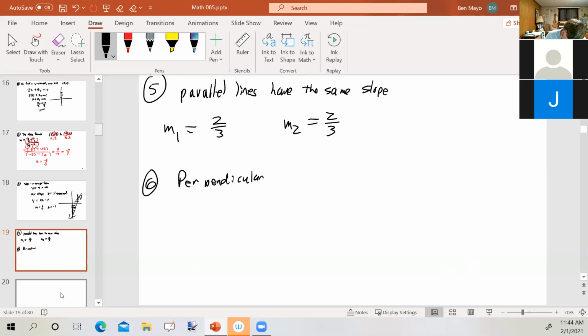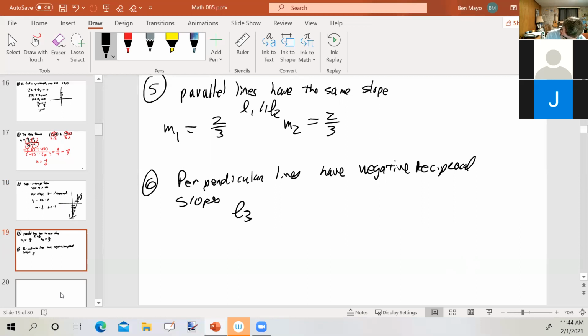Perpendicular lines have negative reciprocal slopes. Let's see. So here, let's say that line 1 is parallel to line 2. Here we've got line 3 is perpendicular to line 4.